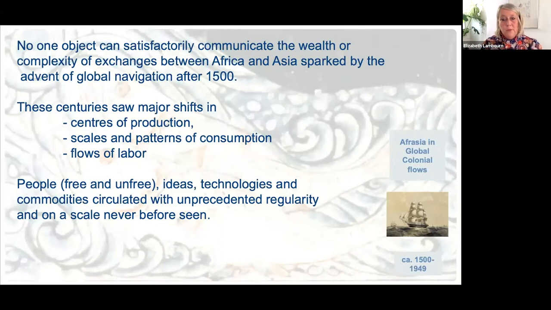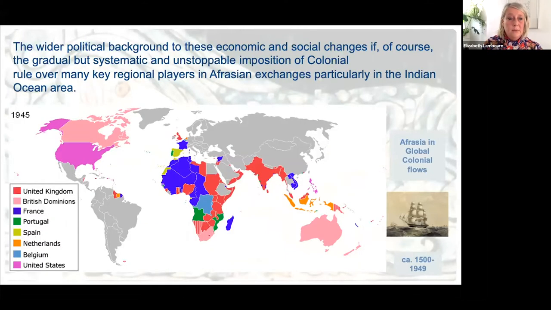Nevertheless, even the European sources make clear that the period after 1500 is really one of quite extraordinary change, with major shifts in centres of production, scales and patterns of consumption, flows of labour, people, free and unfree, technologies, commodities circulate with unprecedented regularity on a scale never seen before. And of course, the wider political background to all this is the gradual but systematic and in some ways unstoppable imposition of colonial rule over many key regional players in these exchanges.